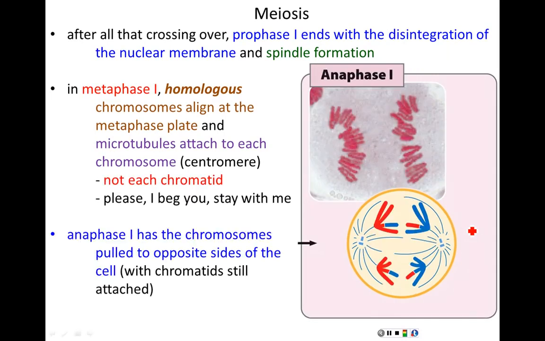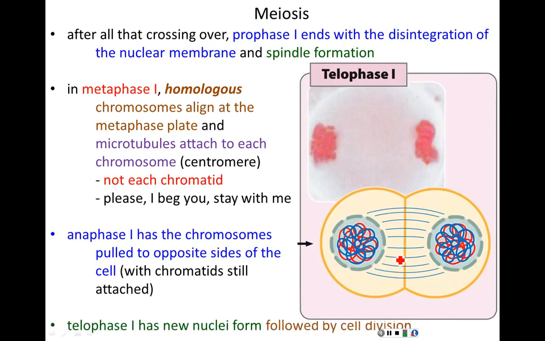And anaphase 1 draws those chromosomes to opposite sides of the cell. This is our reductive division. This cell, as we see it now, contains 4 independent chromosomes. 8 chromatids, fine, but 4 chromosomes.